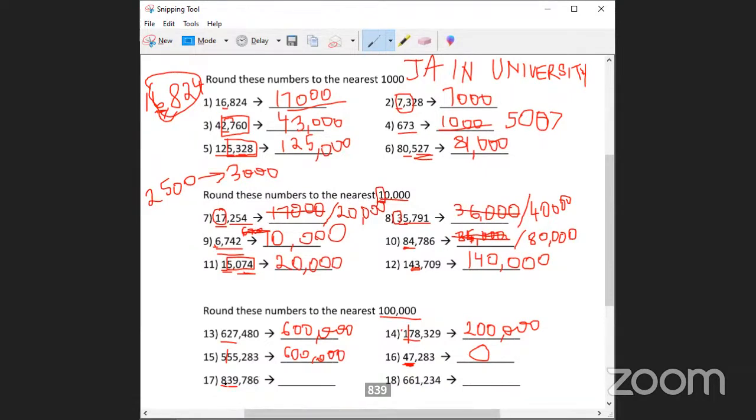$839,786. So 800's nearest 100,000's place will be 800. Next, this is 6,661. The nearest one will be 700.